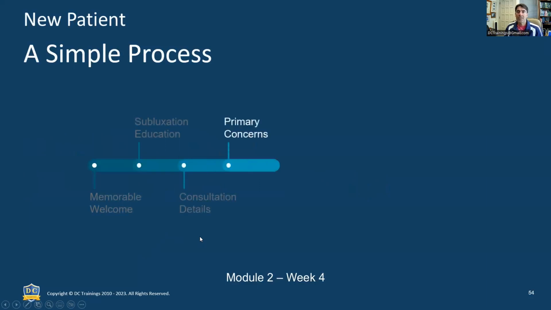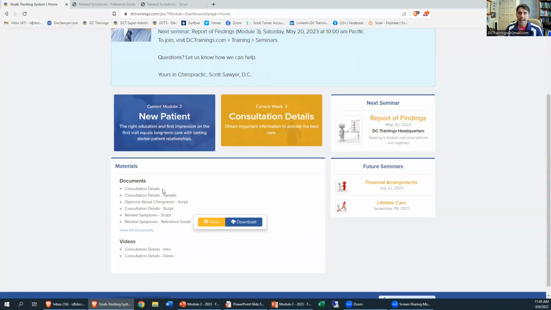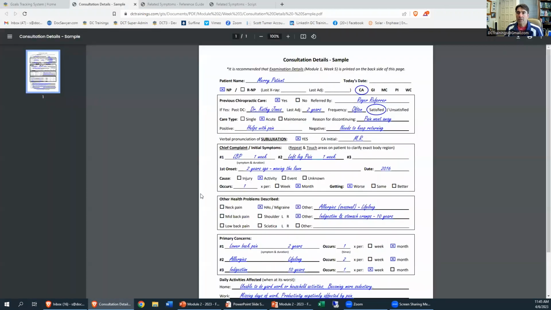All right, so next week we'll get into the primary concerns, which from the consultation details, and actually I'll jump back over to our website, because from the consultation details, you now are going to have a list of symptoms, right? So you're going to have the chief complaint, you're going to have the other health problems, right? We're gonna tie that into the primary concerns later. But you notice how the first part you wrote was the chiropractic care and the chief complaint. Then the second time you wrote was where you added other health problems. So it's just this section right here. That's it. It's not a lot of writing.